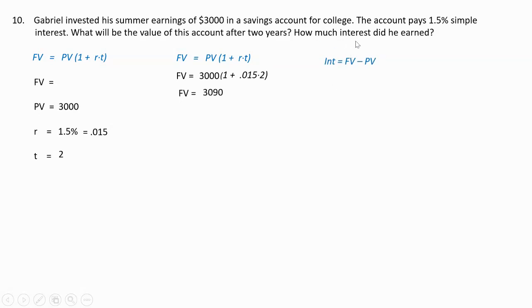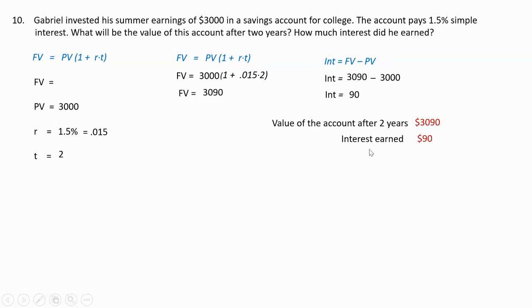So for the second part, it says how much interest did he earn. The interest is the future value minus the present value. The future value was 3,090, and the initial money invested was 3,000. So we subtract to find how much interest he earned, which was $90. So in 2 years, the value of the account was 3,090, and the interest that he earned by having the money in that account was $90 extra.